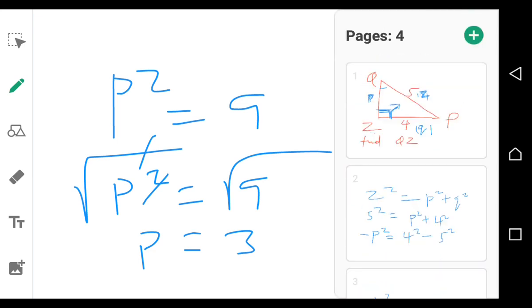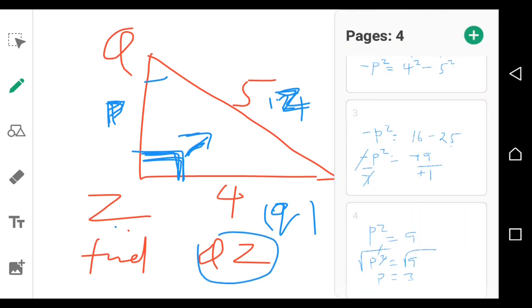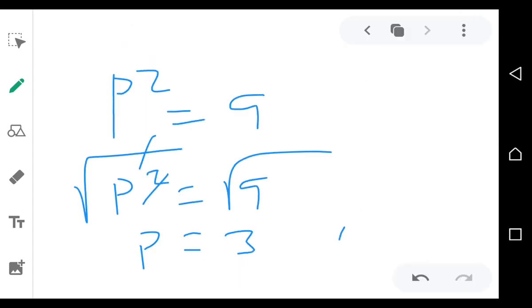And then in the question they said, find QZ. And QZ is P. So therefore, QZ is easy. QZ is actually 3, because QZ is P. That's how you do it.